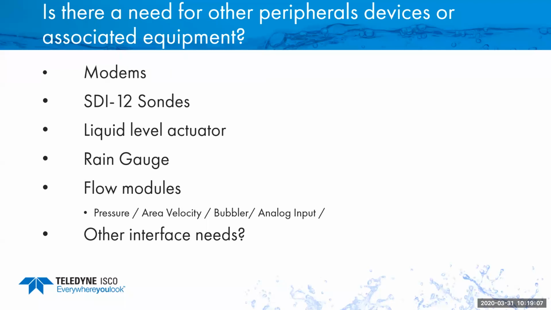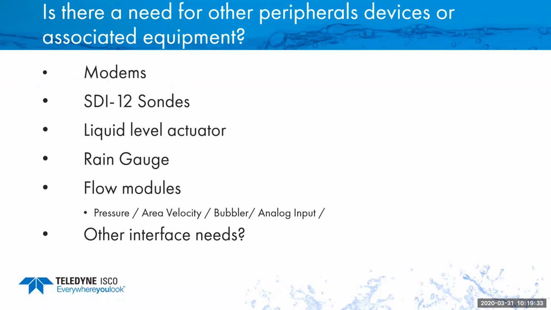Other samplers, you can actually have flow modules that plug right into the sampler. So it's kind of like a sampler and flow meter combo all in one unit. There are different modules out there. There's a pressure module that measures level only, area velocity that measures actual level and the velocity in the pipes and calculates the flow rate from that. There are bubbler modules that read the level and then calculate the flow rate.